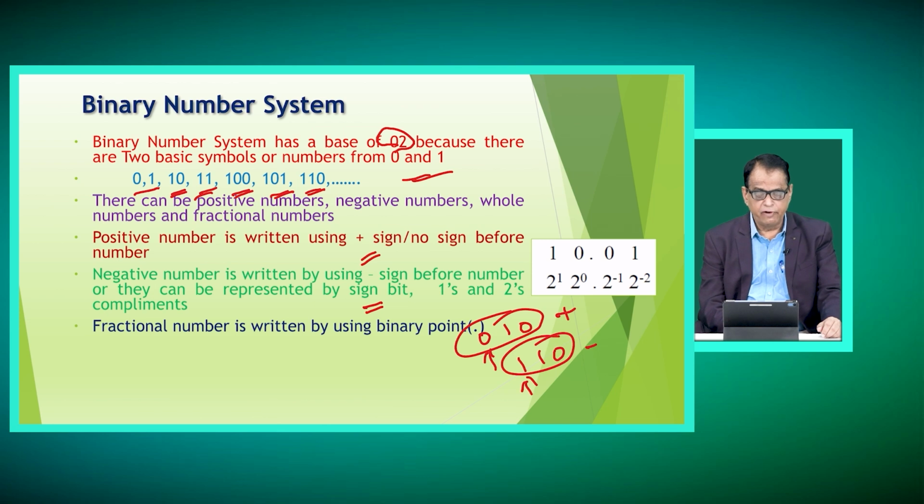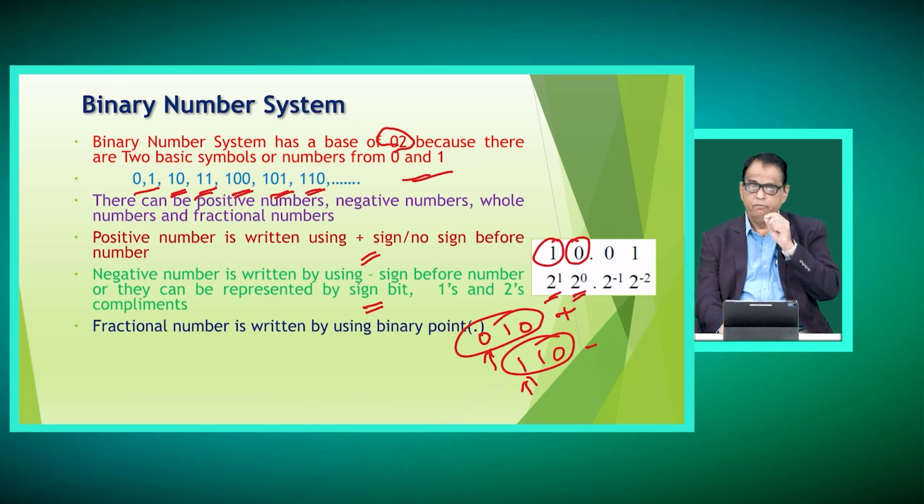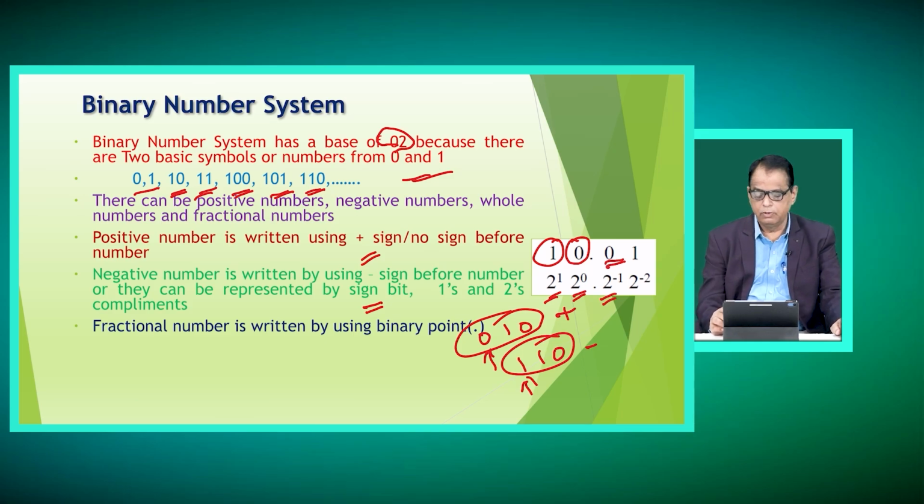Also, we can write fractional binary numbers. Say for example, if I write the binary number 10.01, then you will find that this is a fractional binary number, and this 0 will have the weight 2 to the power 0, this 1 has the weight 2 to the power 1. So from the fractional point, when we go to the left hand side, the weight goes on increasing, and when we go to the right hand side, the weight goes on decreasing. This 0 will have the weight 2 to the power minus 1, this 1 has the weight 2 to the power minus 2.